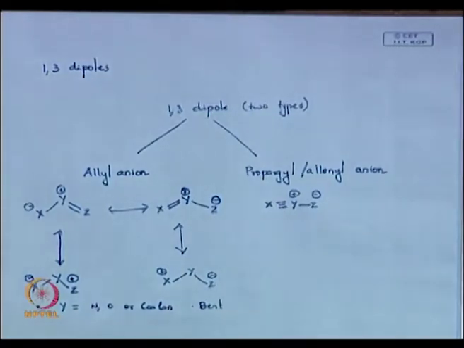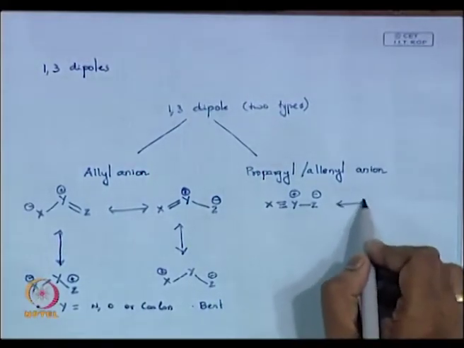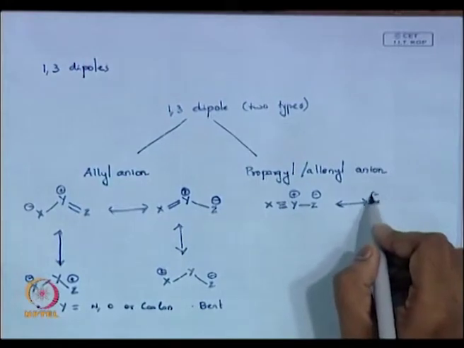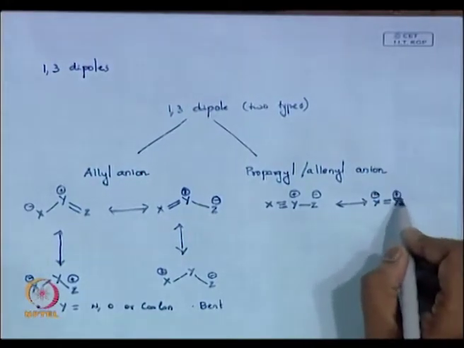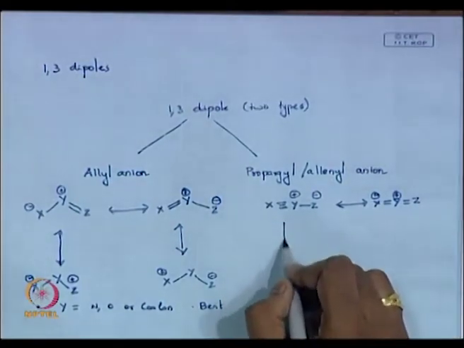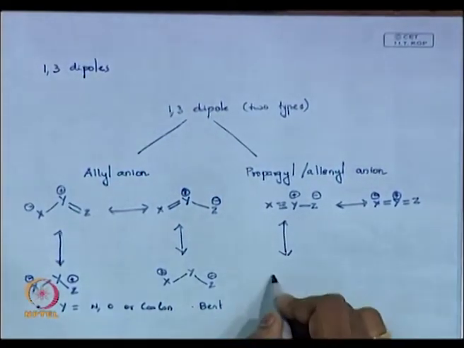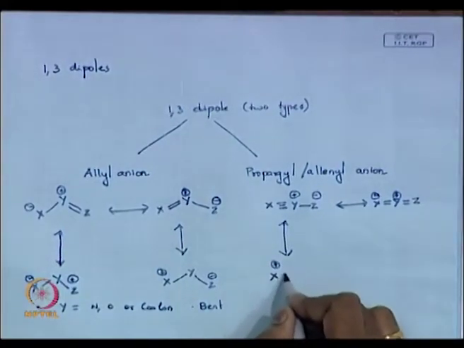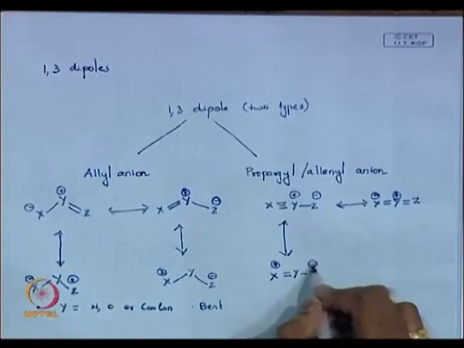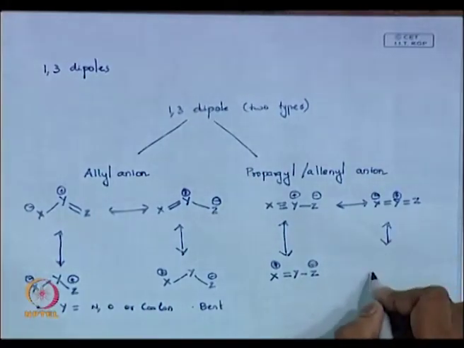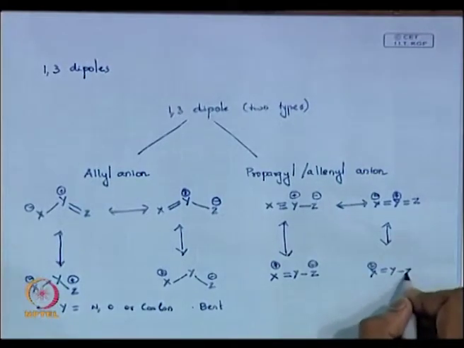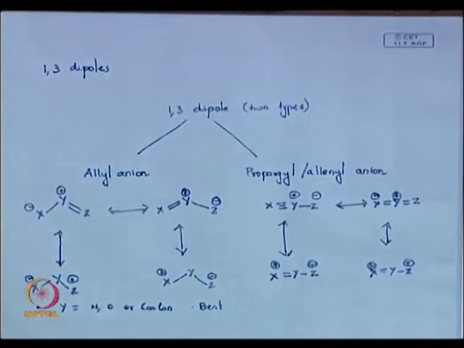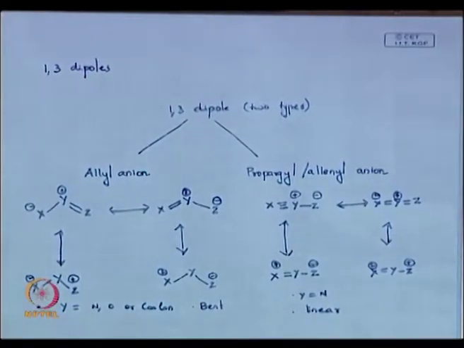You can have a propargyl anion, which will be more linear in structure. Even I can write a nice resonance structure for them: X minus, Y plus and Z minus, and then X plus, Y, Z minus. Again you have your linear structure, your Y can be your nitrogen. In this case, it will be linear.